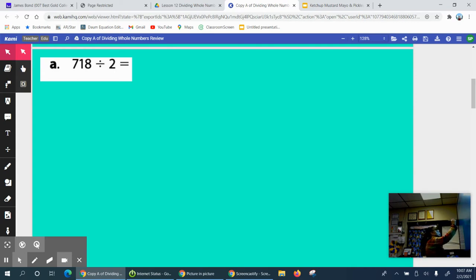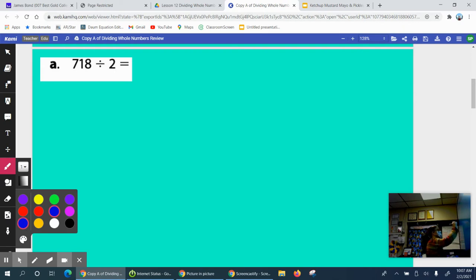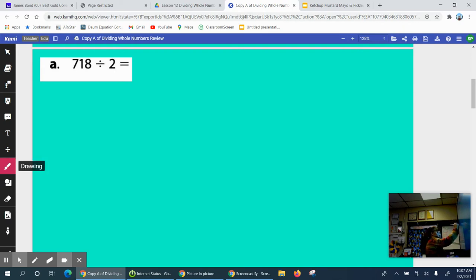Right, so I'll do my area model in blue. Here we go. On the outside of my area model, I'm going to put my 2. On the inside, I'm going to write 718. I'm going to look at my first digit. How many 2s are in 7? 3. And that 7 is in what place? The hundreds place.